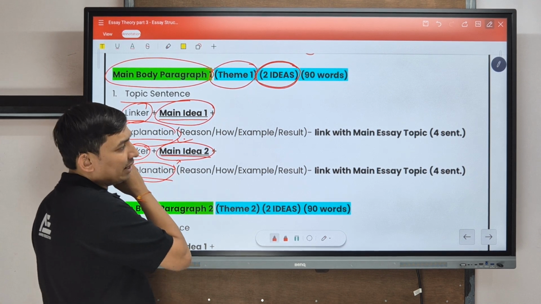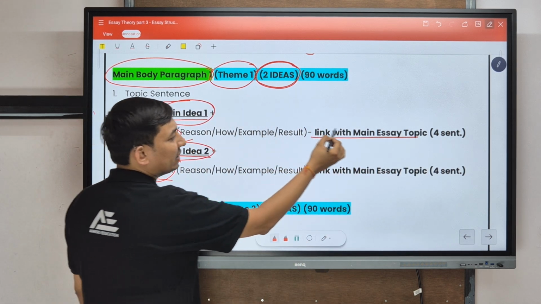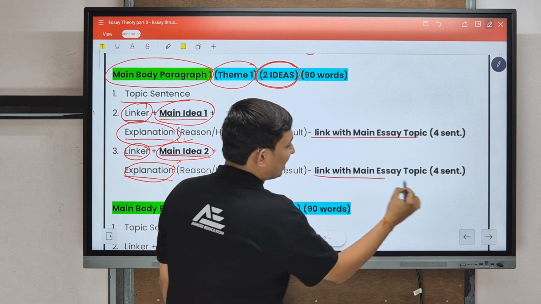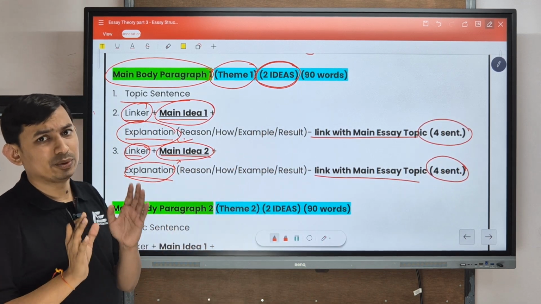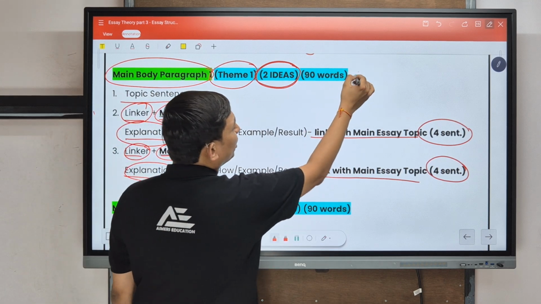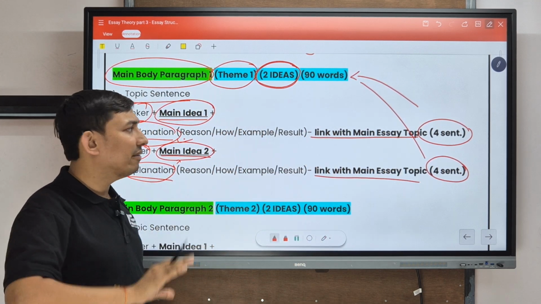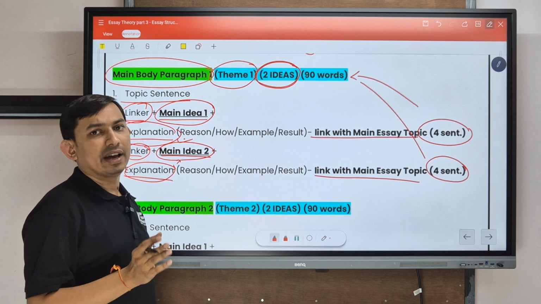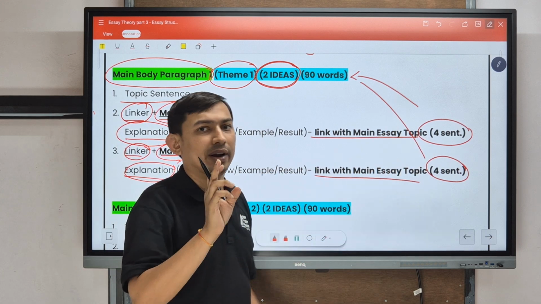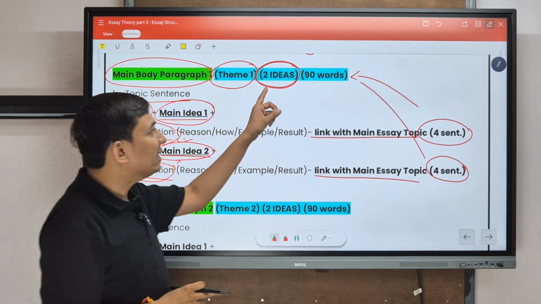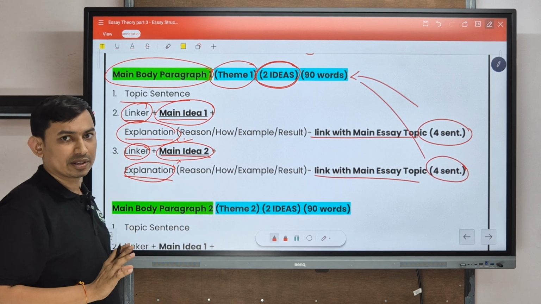Here the point is written like that. The essay explanation must be linked with the main essay topic. Both explanations will generally be of 2-4 sentences. So we have roughly given you the sentence requirement, and according to that you can fulfill the word limit requirement. On average we have to write 250 words, but we are going to aim for 270 words. So if you use 4 sentences for the explanation of each idea, then you can easily achieve 270 words overall. Clear? So this is our body paragraph structure.